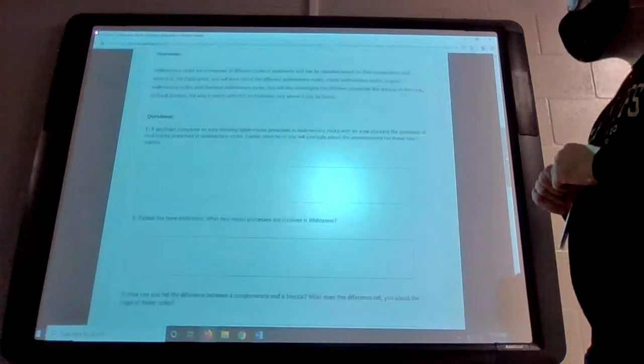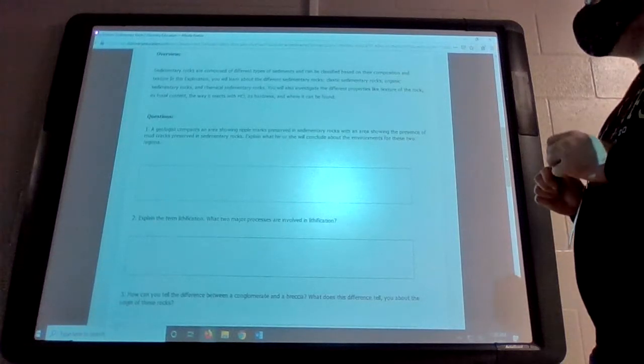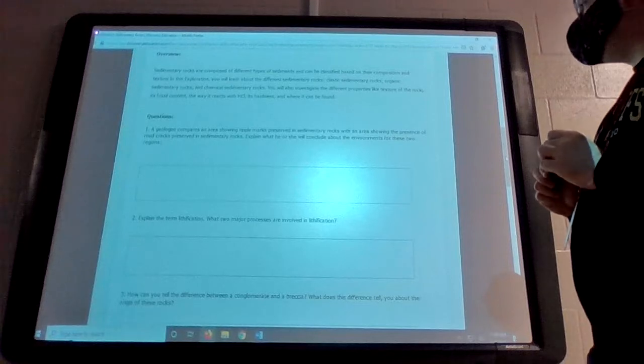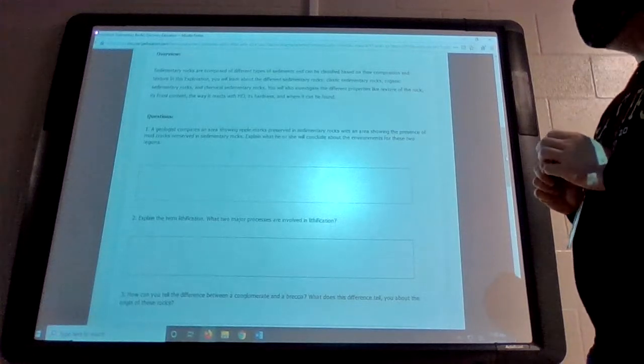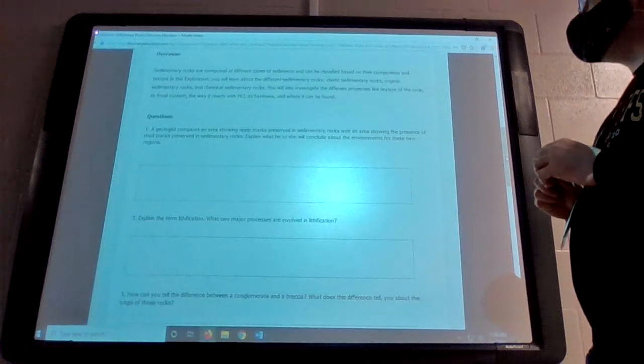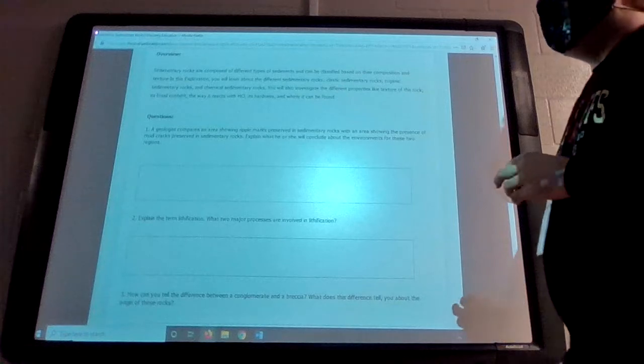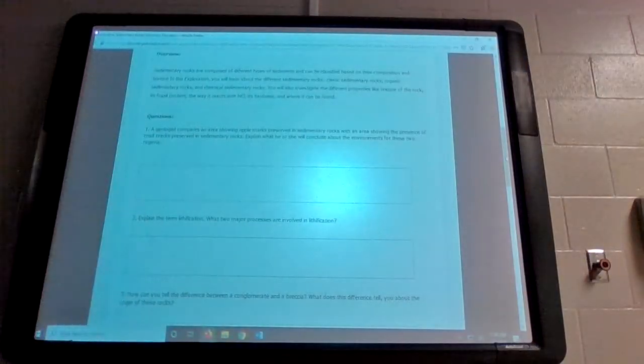So question number 1. A geologist compares an area showing ripple marks preserved in sedimentary rocks with an area showing the presence of mud cracks preserved in sedimentary rocks. Explain what he or she will conclude about the environments for these 2 regions. So I've got 2 things that I'm looking at in the rocks. I've got ripples and I've got mud cracks.